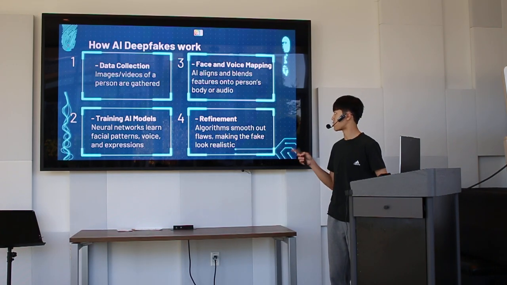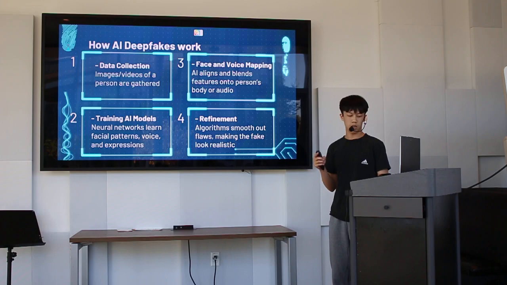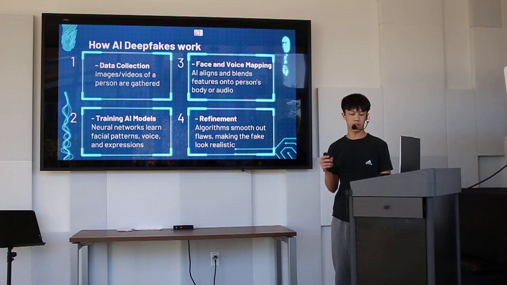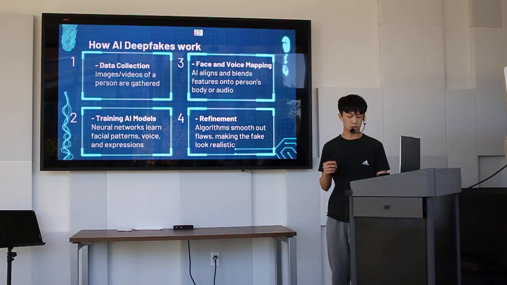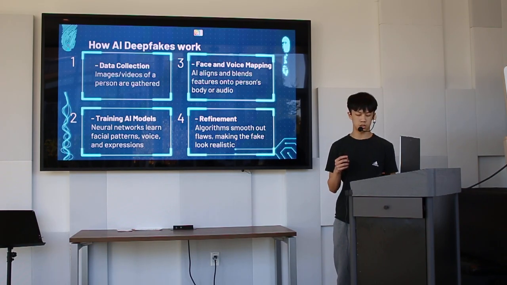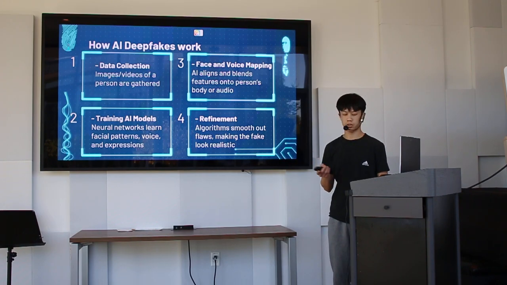So then after it trains, we can move on to the face and voice mapping. So in this part, after it understands all of the face and voice patterns, it's able to map them together and align everything together, and it creates a kind of digital mask that mirrors how the person would act and sound. And after that, there's refinement, with specialized algorithms seeing the details, and it makes the AI look more polished and lifelike, so that it's a bit more indistinguishable from the real thing.